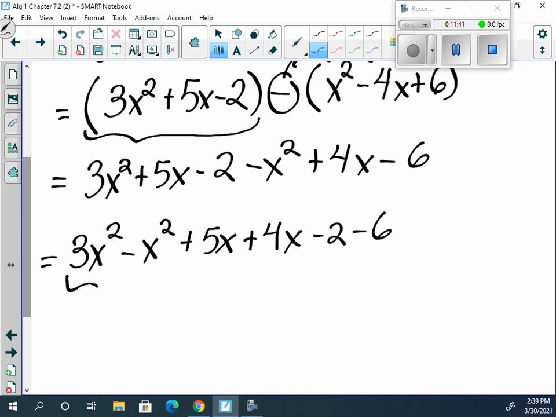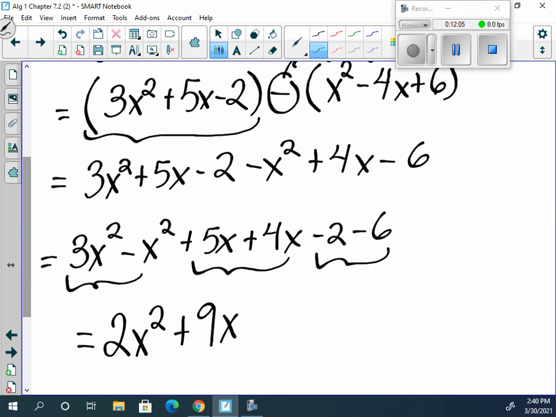So if we can combine our like terms, would the first one be negative 2x or would it be 2x squared? Yes, 2x squared, because I have 3 of them, and I'm taking 1 away. 3 minus 1 is 2, and it would be positive, because I have 3. Because 5x plus 4x? Yes. So if it's negative 2, you take out 6. Yes.